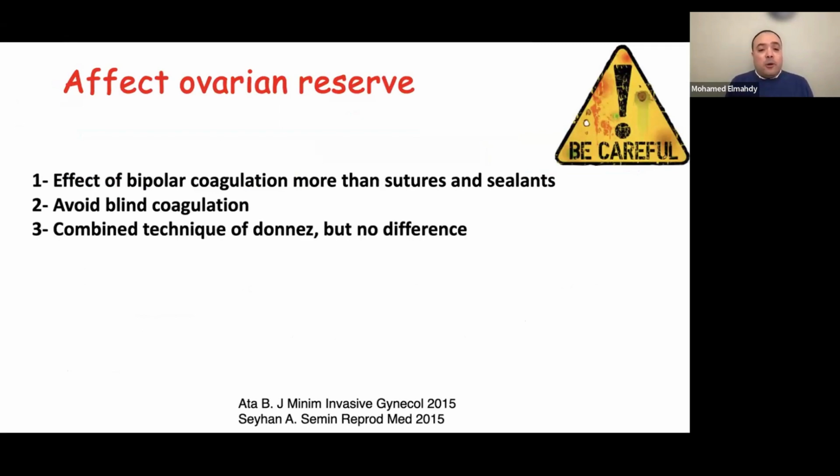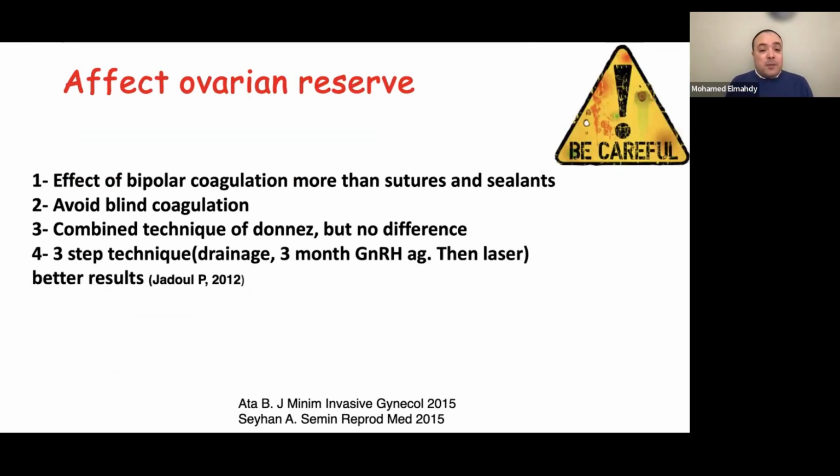Another technique was put in order to decrease the burden on ovarian reserve, which is the combined technique, but there is no difference regarding ovarian reserve. Also, a 3-step technique was put. I want to know your opinion about this technique, which is drainage and then waiting 3 months on GnRH agonist and then going for laser fulguration. They said it gives better results regarding ovarian reserve. And I want to know your opinion about this 3-step technique.